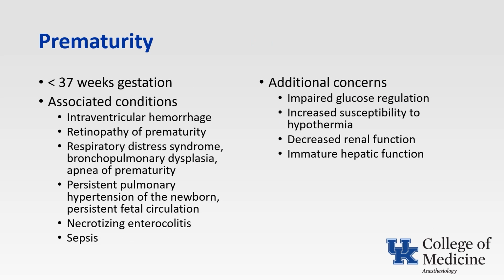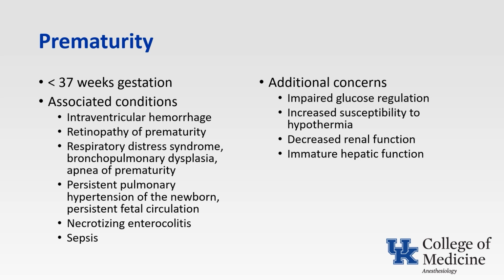Our next keyword is prematurity. As a reminder, prematurity is anything less than 37 weeks gestation. Some associated conditions include intraventricular hemorrhage, retinopathy of prematurity, respiratory distress syndrome, bronchopulmonary dysplasia, apnea of prematurity, persistent pulmonary hypertension of the newborn, persistent fetal circulation, necrotizing enterocolitis, and sepsis.